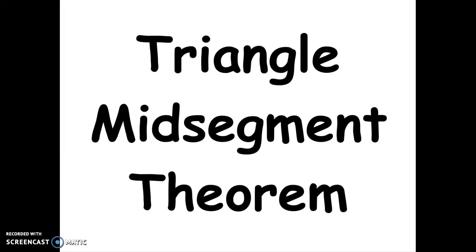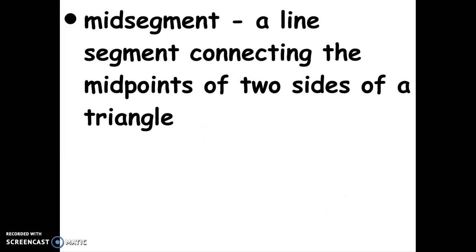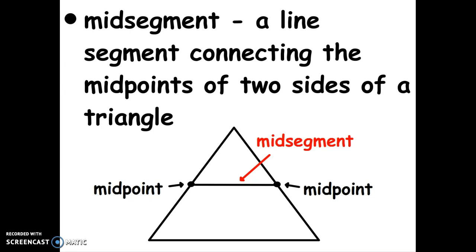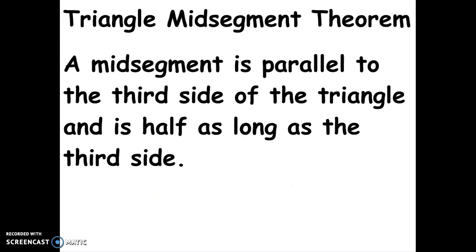Triangle midsegment theorem. A midsegment is a line segment connecting the midpoints of two sides of a triangle. The triangle midsegment theorem says that a midsegment is parallel to the third side of the triangle and is half as long as the third side.